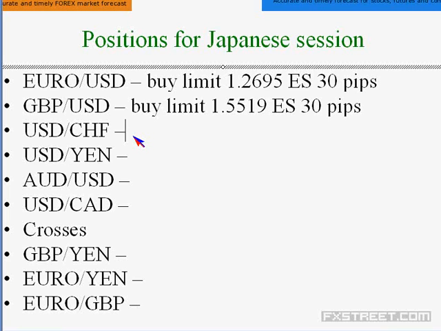Then USD-CHF, they formed 1.0242 is the current level, 1.0226 is the low. So I'll keep as buy limit with an entry stop of.